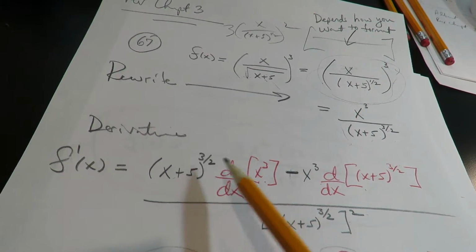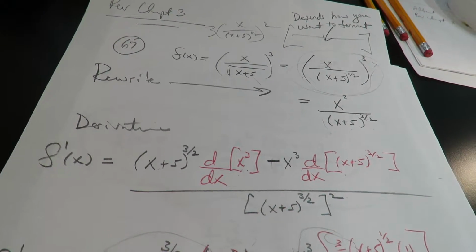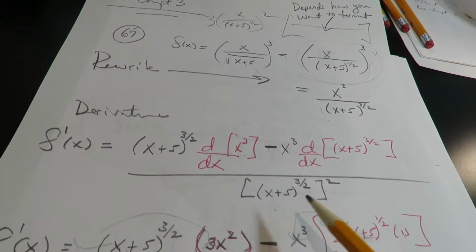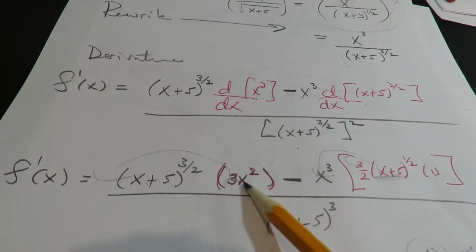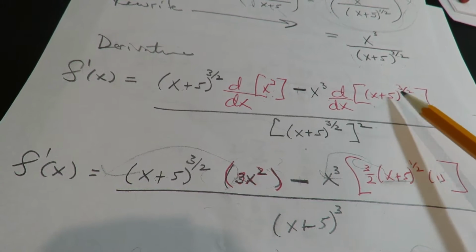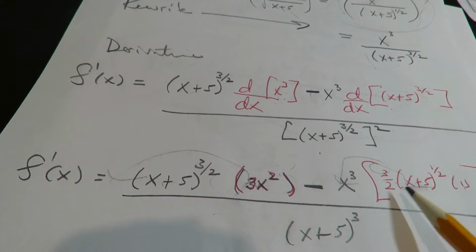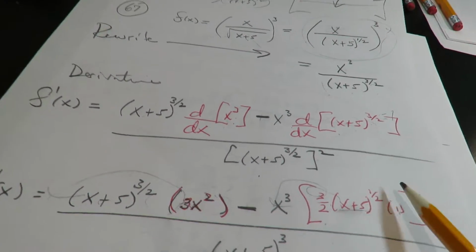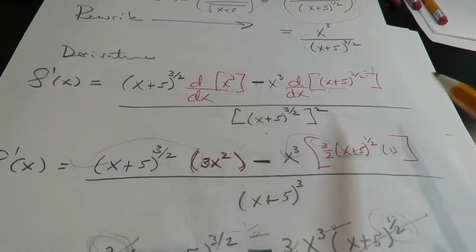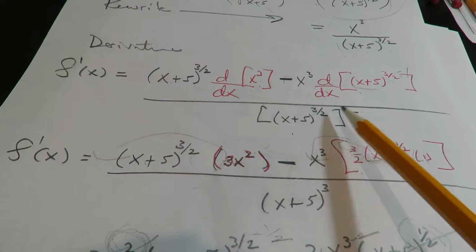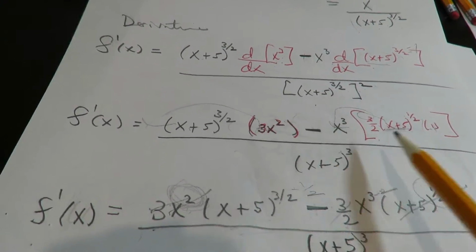So it's the denominator times the derivative of the numerator minus the numerator times the derivative of the denominator over the denominator squared. Okay? And then I went ahead and took the derivative. So the derivative of x cubed is 3x squared. The derivative of x plus 5 to the 3/2, you got to use the power rule, so you bring the 3/2 down in front. Subtract 1 here, so you get a 1/2. Derivative of the inner layer is a 1. And then when you square the denominator, 3/2 times 2 is 3. So the derivative is done here.